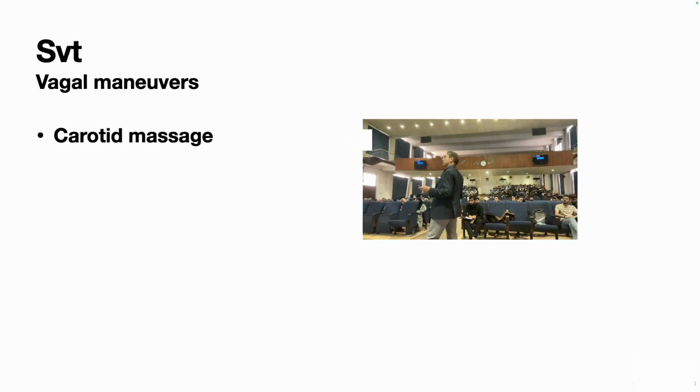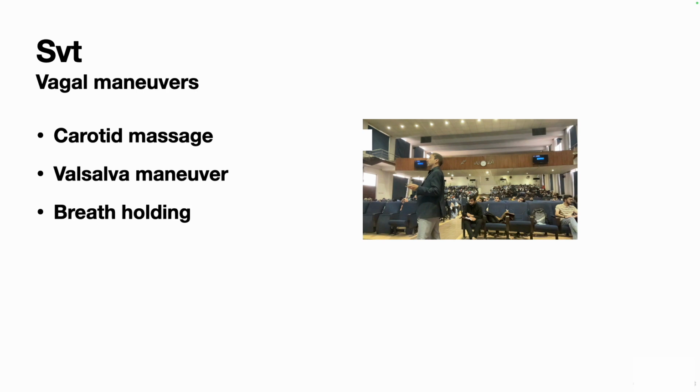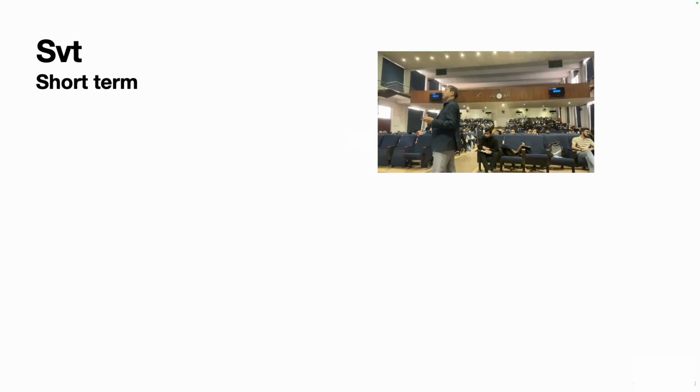SVT, vagal maneuvers. What are the vagal maneuvers? What they do actually, vagal maneuvers? They cause block at the AV node. They can slow down the SA node as well. So you go for vagal maneuvers, which are the carotid massage, Valsalva maneuver, breath holding.